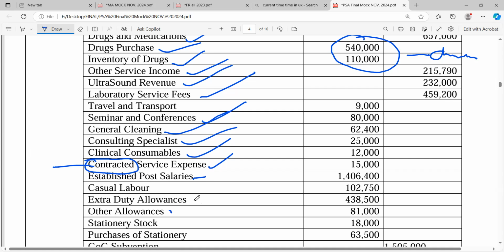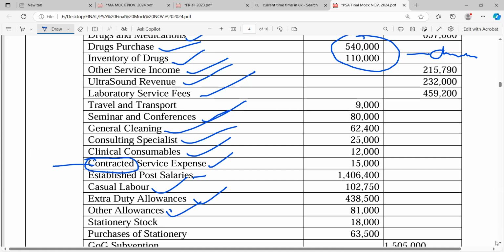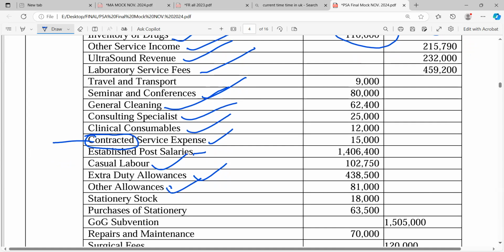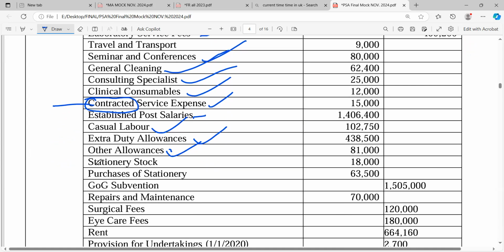Extra duty allowance, that is compensation. Casual labor, compensation. Other allowance, compensation. Stationery stock, all this one. You have the footnotes, so you just have to sum them up, then subtract the closing inventory. GOG subvention, line item on its own. It's a revenue, the GOG transfer to the hospital.